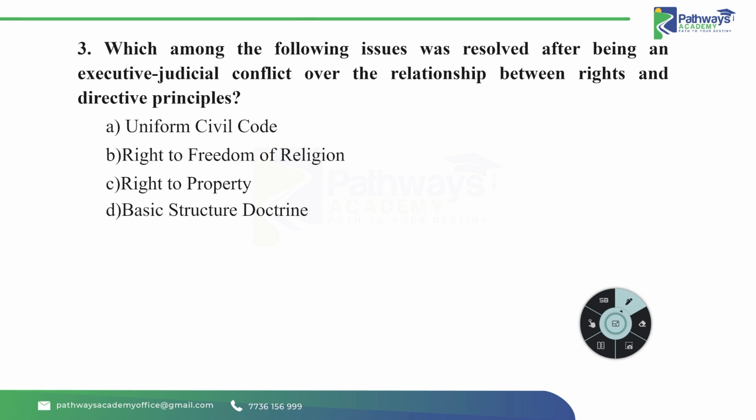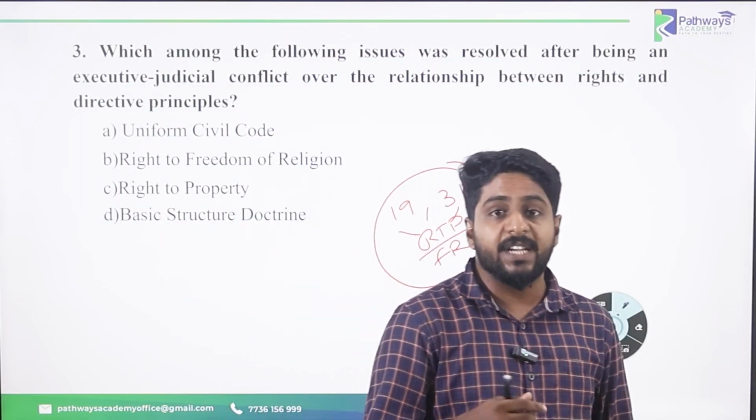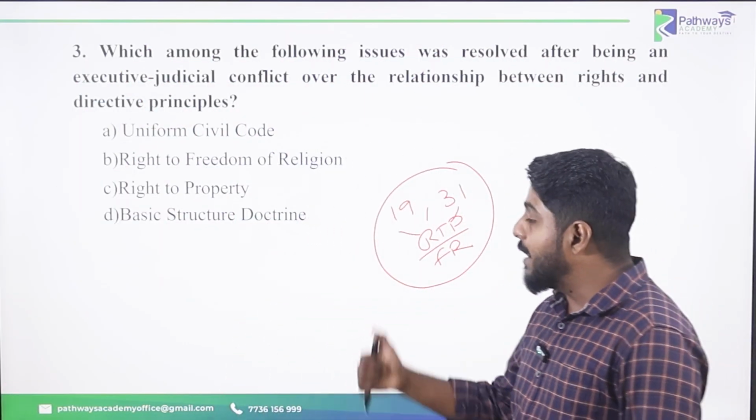Sir, executive judicial conflict. Yeah, very good. So, right to property was always a controversial subject because, according to the original constitution, right to property was provided as a fundamental right, isn't it? Under article number 19 as well as article number 31, you had right to property which was protected as a fundamental right. But later, we have found that if right to property is a fundamental right, then how can the state acquire the property? Because this is a guaranteed right, isn't it?